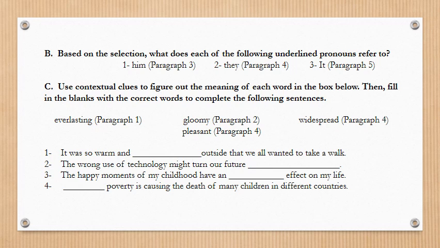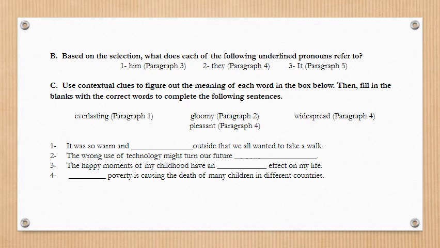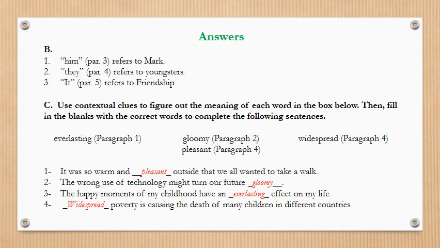The wrong use of technology might turn our future gloomy. Gloomy means very dark. The happy moments of my childhood have an everlasting effect on my life, something that lasts forever. Blank poverty is causing the death of many children in different countries, of course, widespread because it's everywhere. Okay, those are the answers, of course.